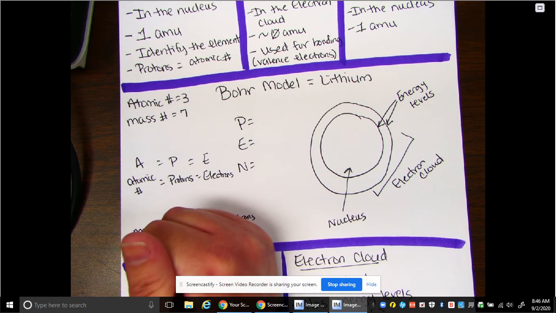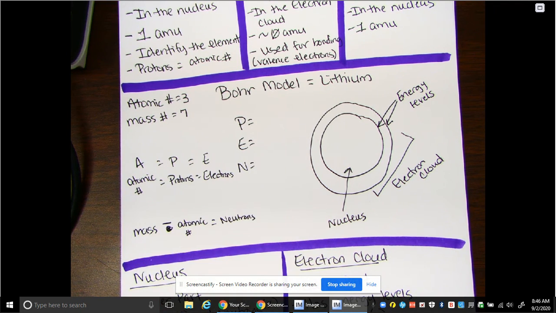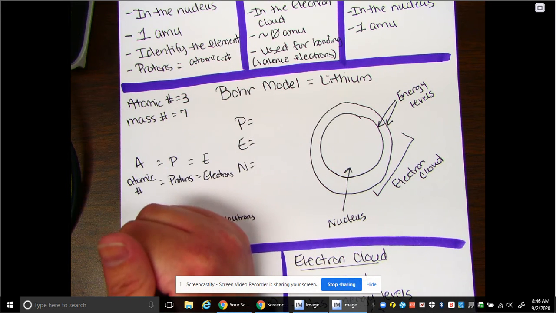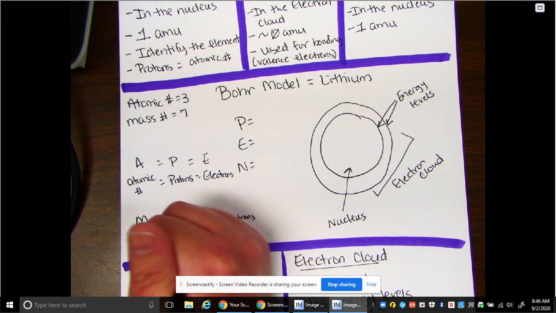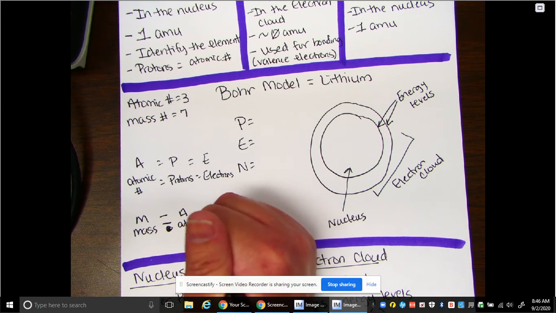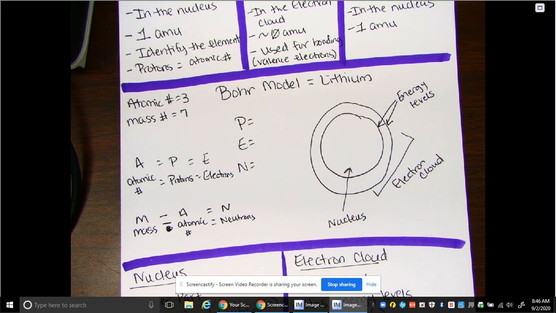That's your man. I'm sorry, not equals. My apologies, minus. That's going to haunt me there. Mass minus atomic number equals neutrons. Okay. M minus A equals N.